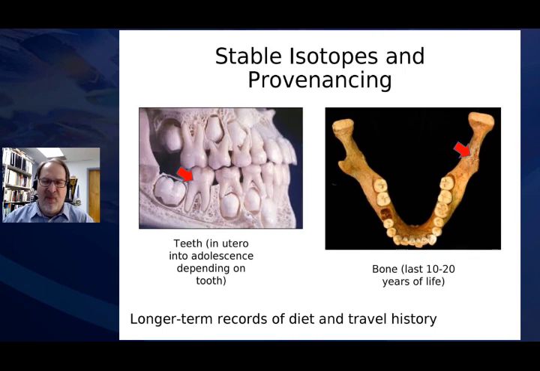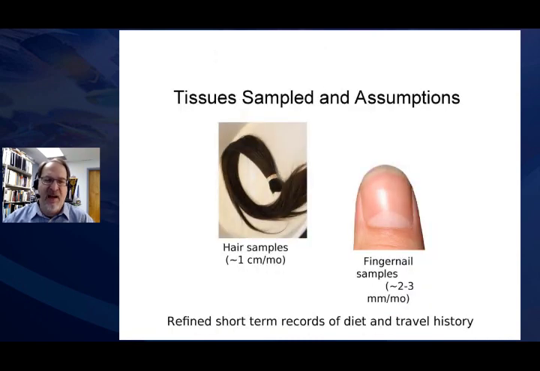adulthood, origins and diet. Other tissues, if they're preserved and have not degraded, can be quite useful as well, such as hair samples. And each centimeter of a hair sample from a decedent reflects about one month of diet if you sample in 1 centimeter increments. And from fingernails, it's about 2 to 3 millimeters of fingernail sample reflects about a month of history.